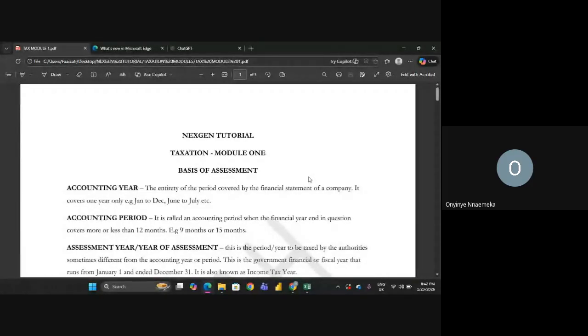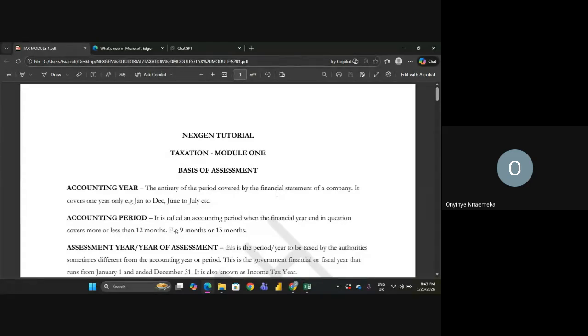Now, accounting period is similar to accounting year, or almost the same. But the difference is that while accounting year is an entire year, that is 12 months, accounting period is a period that is less than or greater than 12 months. So when you have a particular financial statement that covers, for example, 9 months, it is no longer a statement of profit or loss for the year ended. It will become for the period. When you see a financial statement that has the word period instead of year, it means that the period that particular statement covers is not up to 12 months or is more than 12 months.